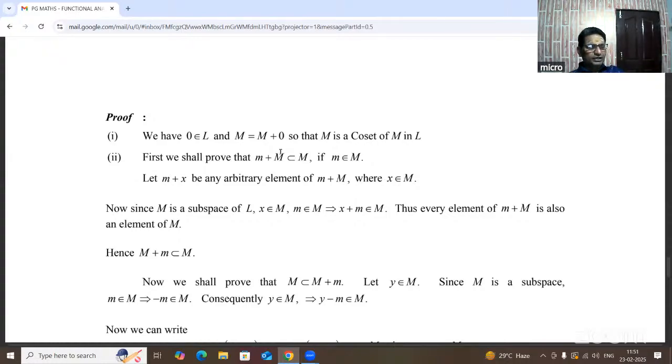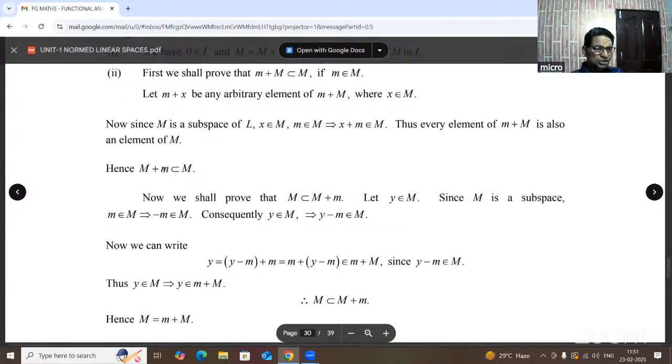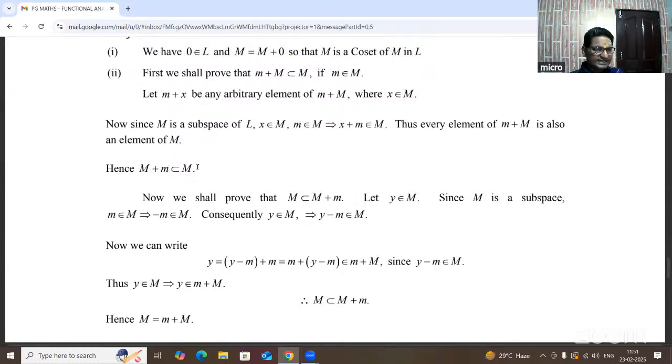Small m plus capital M contains capital M, and small m plus we are taking any one of the elements of capital M, say small x. M plus x, an arbitrary element, is in small m plus capital M. That's why here x belongs to capital M. So capital M is a subspace of L. So x plus m belongs to capital M. Every element of small m plus capital M is also an element of capital M. So capital M plus small m contains capital M.